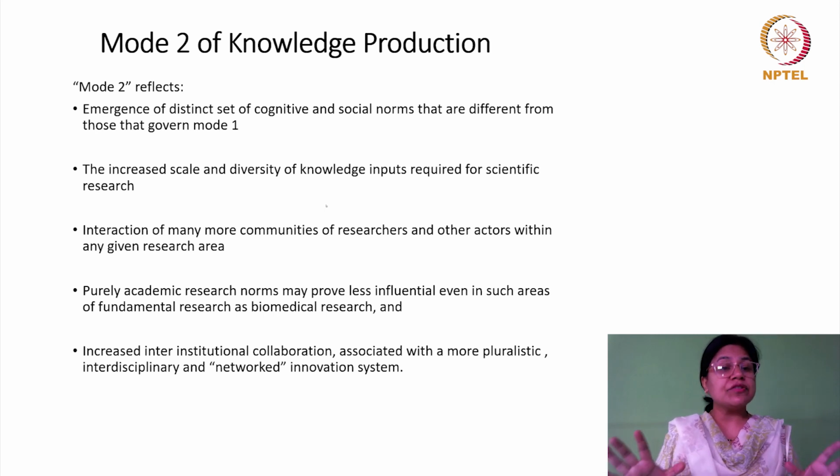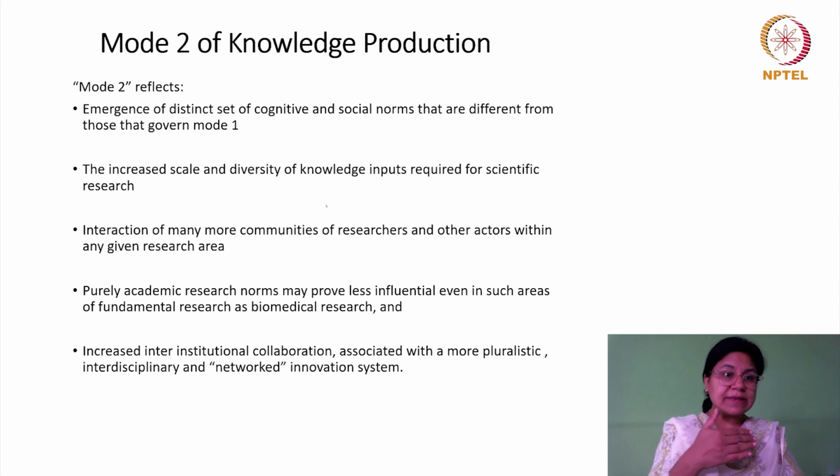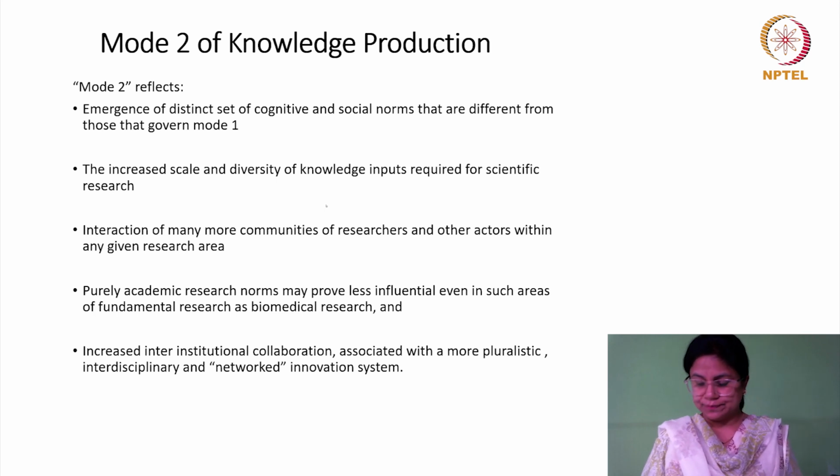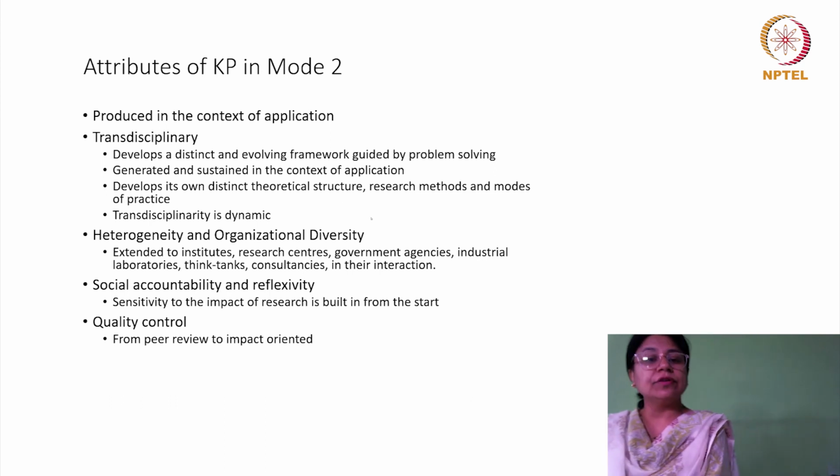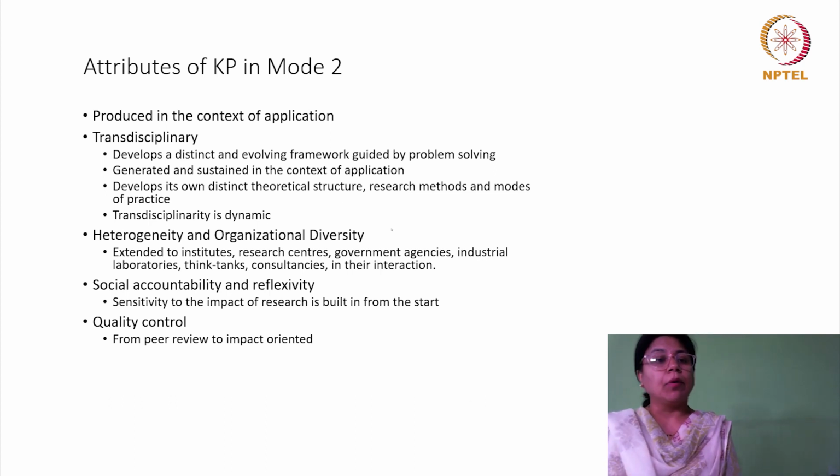The innovation system which is now being perceived in mode 2 is more networked. That means the linkages that exist between these institutions are also rather large. So what are the key attributes of this knowledge production in mode 2?